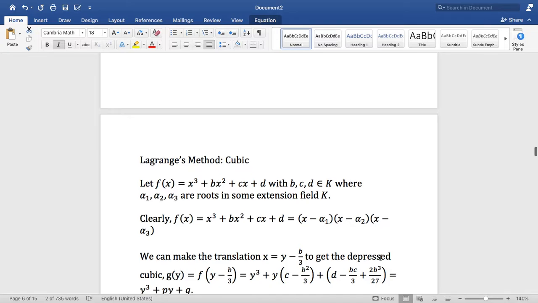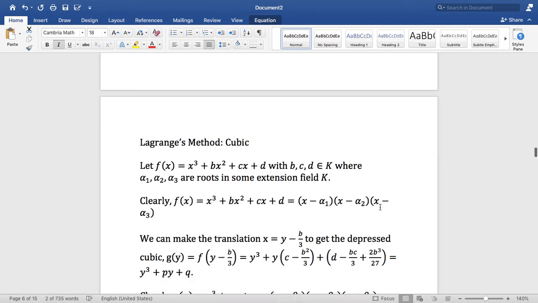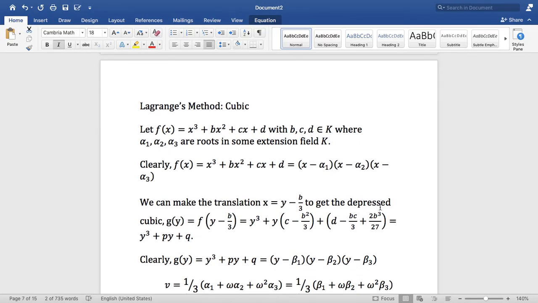Okay, now what about the cubic? Like I said, it's the same basic idea, but it's very exhausting. Same thing, this is the general x cubed plus bx squared plus cx plus d. You can break it down as x minus alpha 1, x minus alpha 2, x minus alpha 3. And here is something that's really helpful. I think this is called the Tschirnhaus transformation, but you could always depress your cubic, right?